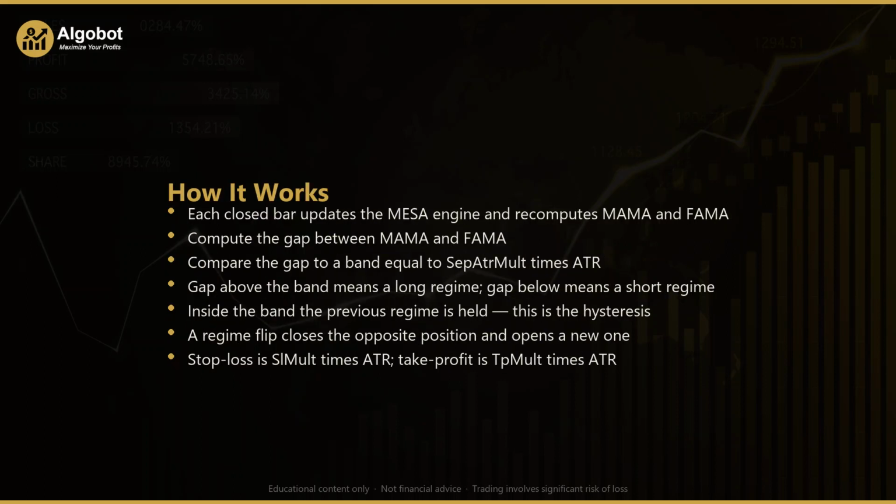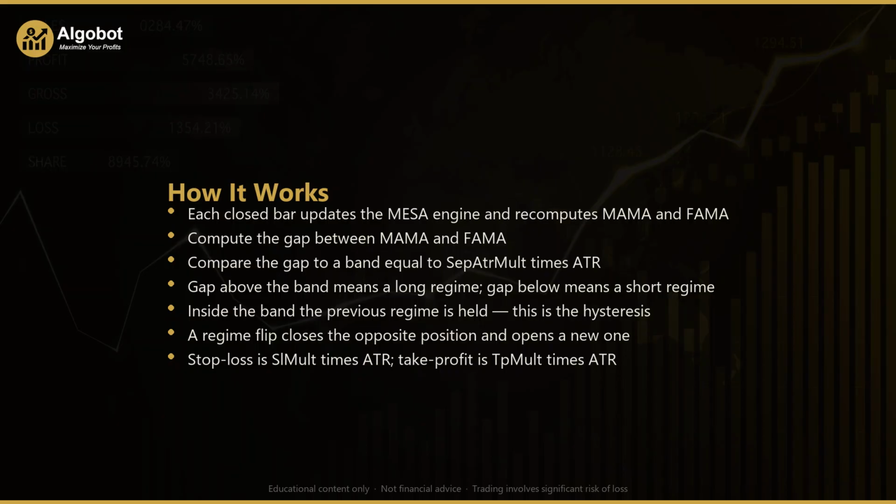The expert advisor works on closed bars only. Every time a new bar forms, it takes the just closed candle, feeds its high and low into the Mesa engine, and advances all of the internal cycle calculations by one step. From that update, it produces two values: MAMA, the faster adaptive average, and FAMA, its slower follower. Before any trading begins, the strategy waits for a warm-up period, at least 60 bars, so the cycle measurement and the moving averages have time to stabilize, and so the average true range is fully available. The ATR period defaults to 14.